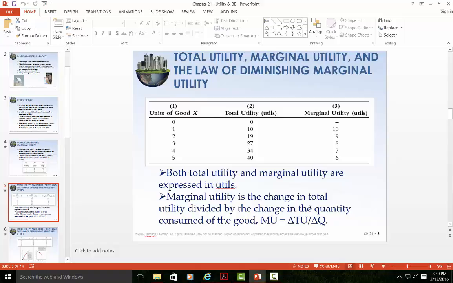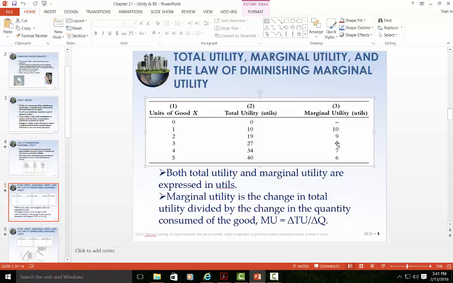And if you notice, the change in quantity is always one. The change from one to two is one. The change from two to three, that's also one. The change from three to four, that is also one. And the change from four to five, that is also one. Notice that total utility continues to increase. But marginal utility, that is the satisfaction that you get out of each individual slice that you consume, that decreases. So understand the relationship between the two. Total utility may be increasing. Marginal utility will always decrease with most things, okay?